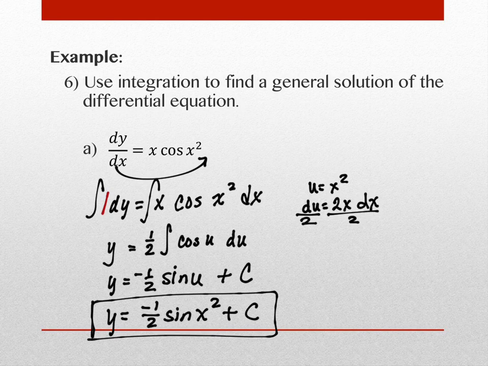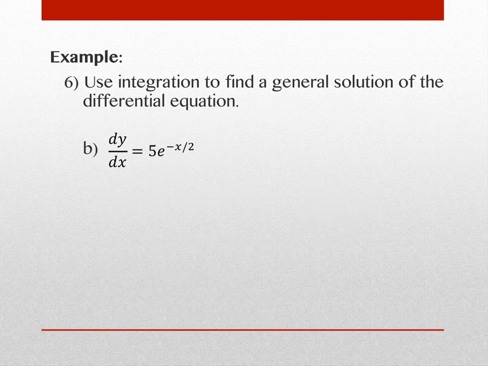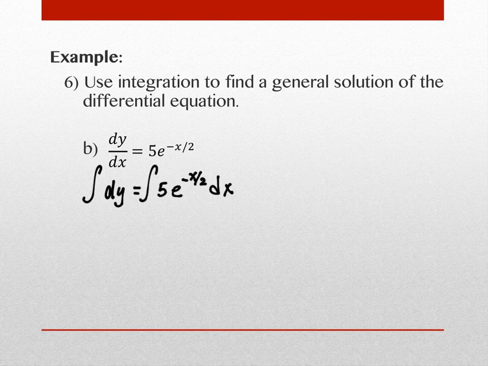Okay. Ready to try another one? It's going to work a little bit differently. The first part's going to work the same, right? What do I have to do first? Got to multiply the dx to the other side. So I'm going to move that over. So this is dy is equal to 5 e to the negative x over 2 dx. Now what? Integration. So we're going to put the integral sign on both sides. What's the antiderivative of dy? Y.